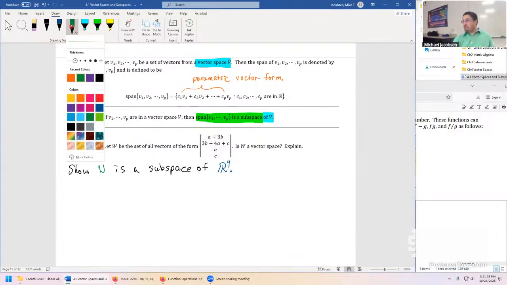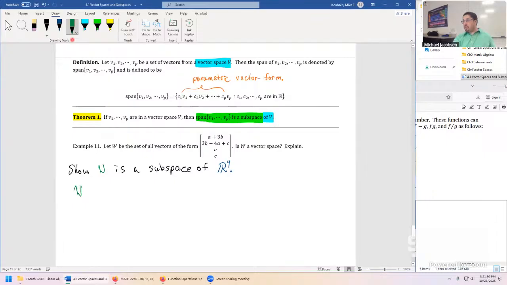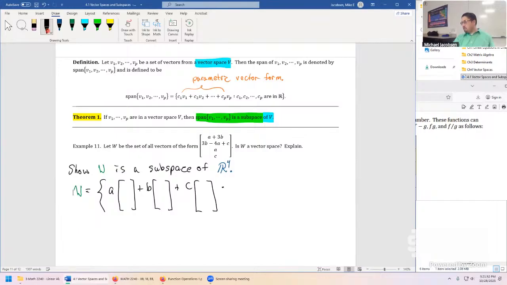W, the thing we're going to show as a subspace, is equal to, in parametric vector form, let me fix that brace. They're not coming out right today. One more try. There we go. There's parameters A, B, and C. A, B, C are in R.